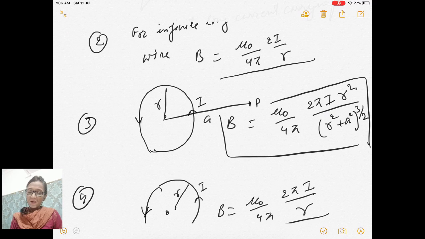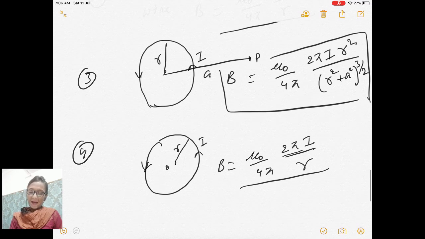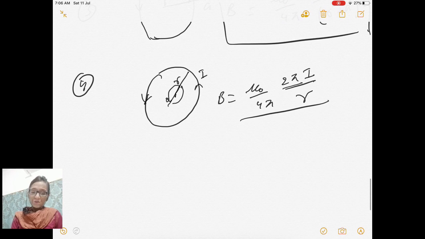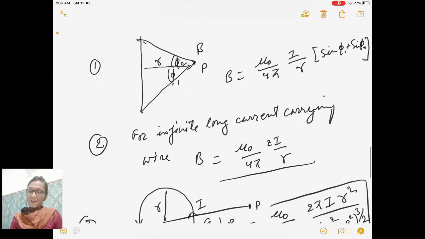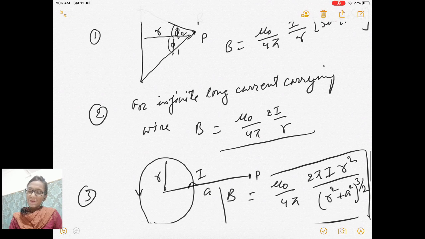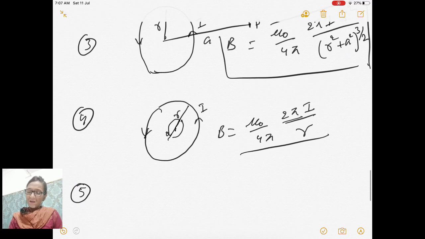Here for the circular loop you have to multiply with 2 pi, as the angle it is making at the center is 2 pi. So here you only had 2I, pi was missing for the long current carrying wire: mu naught upon 4 pi 2I upon R. And here you have mu naught upon 4 pi 2 pi I upon R, as the angle the circular loop is making at the center is 2 pi.